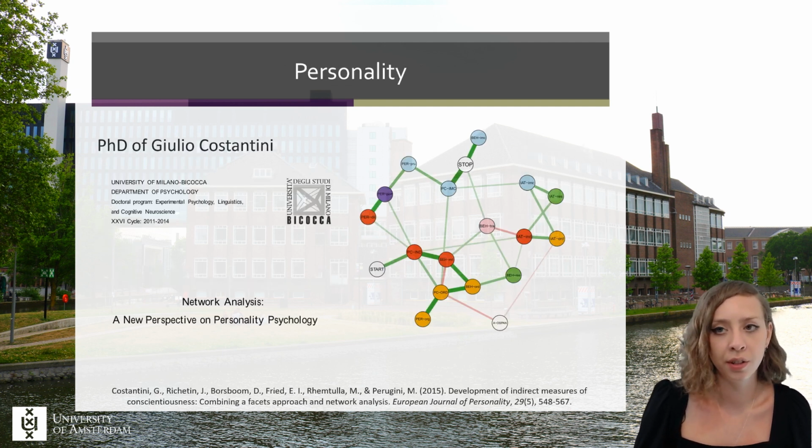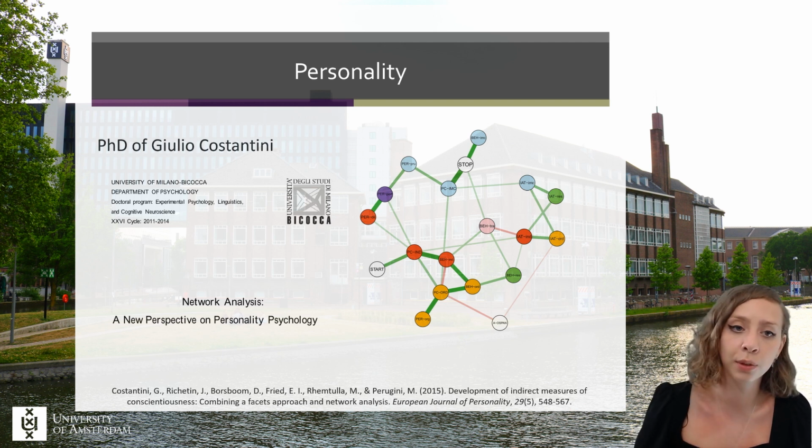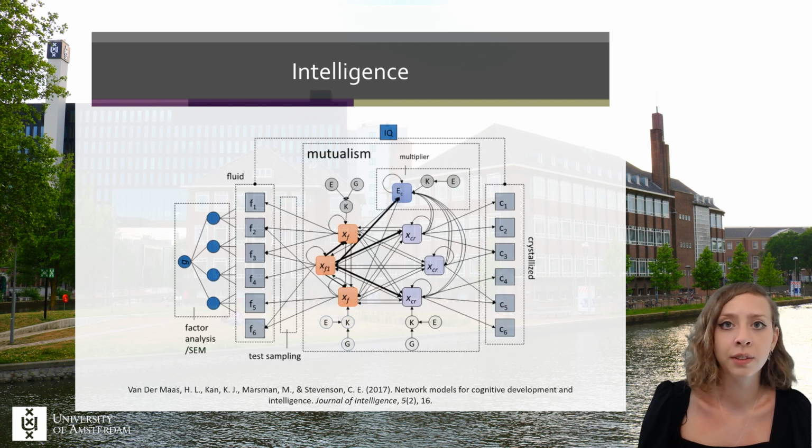But network models have been applied to so much more than psychopathology. So I would really like to encourage everybody to think about their own field and how this relates to their own field, of course. So Giulio Costantini, for instance, his entire PhD was on personality and the network perspective on personality psychopathology. So that's very nice work. Han van der Maas, who works in our department as well, did a lot of work on intelligence and mutualism in intelligence, and that's also really nice.